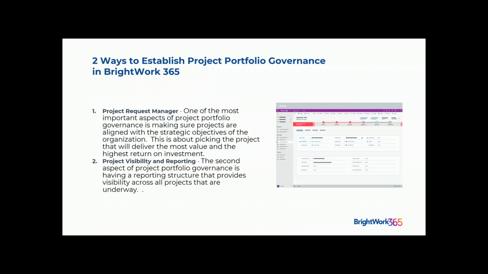Now, two ways to establish project portfolio governance in BrightWork 365 are, first, make sure projects are aligned with the strategic objectives of the organization. To achieve this balance in an objective way, you need a project request management process. And having a process to manage new project requests helps you manage the whole pipeline. And for new requests, ranking criteria, and then creating a new project from that.